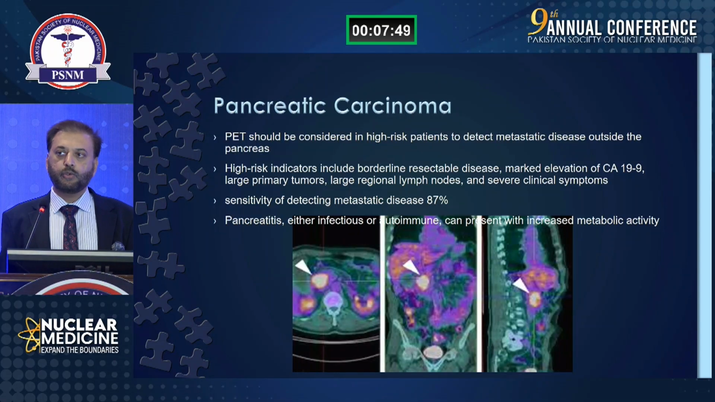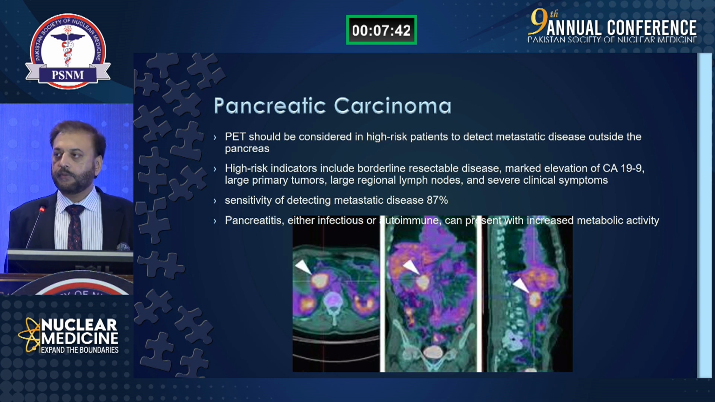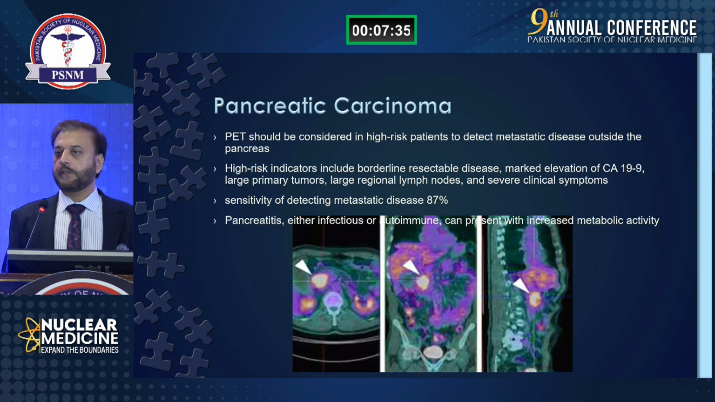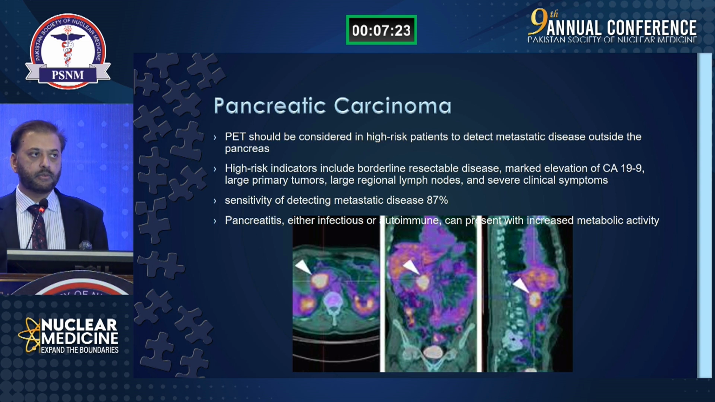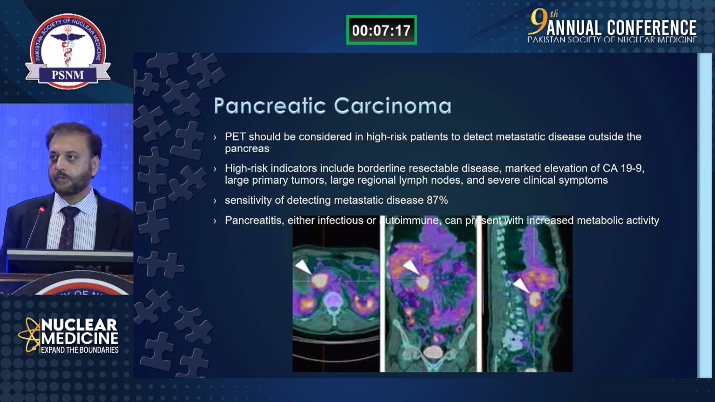For pancreatic carcinoma, most of the clinical guidelines recommend the use of endoscopic ultrasound, CT and MRI to identify resectability and to identify distant metastasis. The only indication for FDG PET CT in pancreatic carcinoma is patients who are candidates for surgery, but are considered high risk because of either very severe symptoms or very high tumor markers. So there is a chance that they have metastasis. Just to exclude the presence of distant metastasis, FDG PET CT can be used.